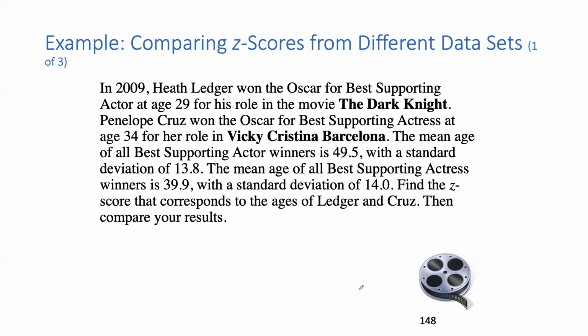Then we looked at the historical averages. We wanted to know, historically, what the average age is at which people win and how much variation there is in it. If you look at the historical average, the mean was about 49.5, and the standard deviation for the best supporting actor category was about 13.8. So the average winner of best supporting actor was about 50 years old, with a standard deviation of 13.8. We did the same thing for the best supporting actress category: the average was about 39.9 with a standard deviation of 14.